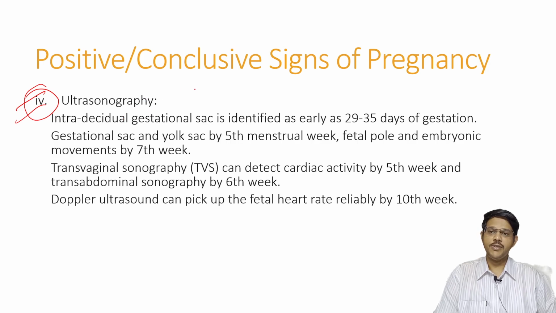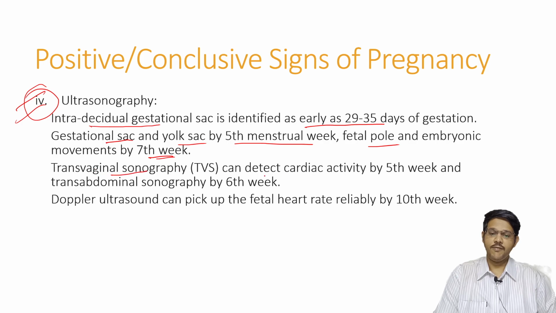So ultrasonography is the gold standard test to confirm the pregnancy. From ultrasonography, the intradecidual gestational sac is identified at the earliest by 29 to 35 days of gestation. Gestation sac, yolk sac by the 5th menstrual week, fetal pole, embryonic movements by the 7th week. So ultrasonography can detect gestation sac, yolk sac, fetal pole, and embryonic movements around the 4th week, and at the latest by the 7th week.